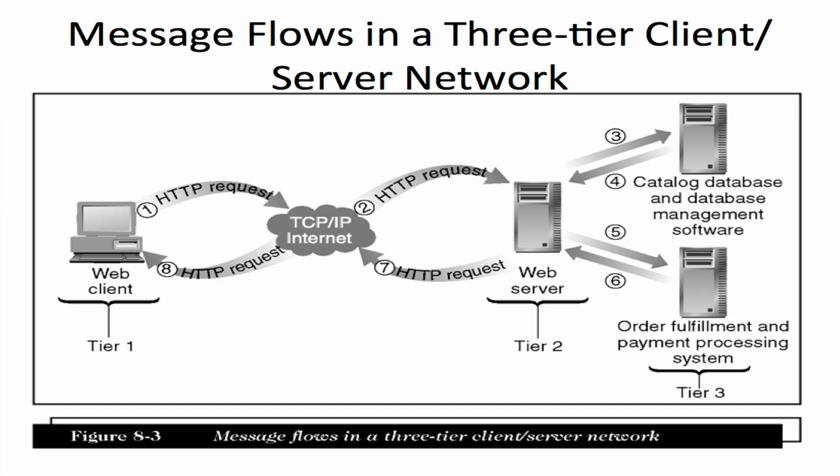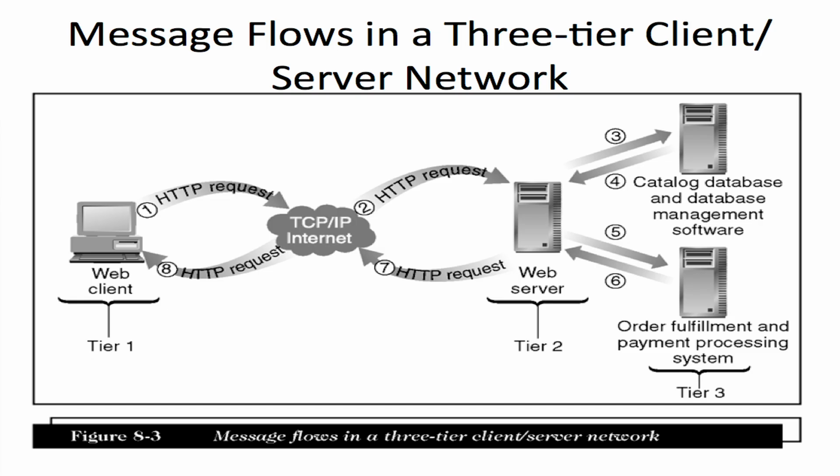So this is the case of a sales site. Suppose, for example, Amazon is a sales site, Flipkart is a sales site. So we customers are the web client, and we send the request through TCP/IP to the web server. Tier 1 is the web client and tier 2 is the web server, and tier 3 is also there. You can see here tier 1, tier 2, and tier 3 are mentioned. So we send the request to the web server, and the web server sends the same request to the catalog server, and in the catalog server we find our item.